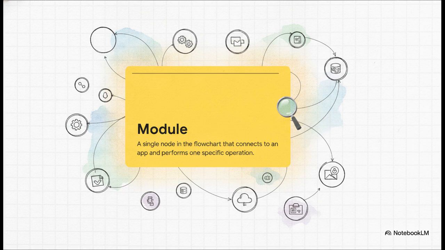And inside that scenario, every single step is called a module. These are those little circular nodes you drag and drop onto your visual canvas. A module connects to an app and performs one specific operation. Now, this is super important to remember for later. Every single time a module executes, it counts as one operation against your monthly limits.